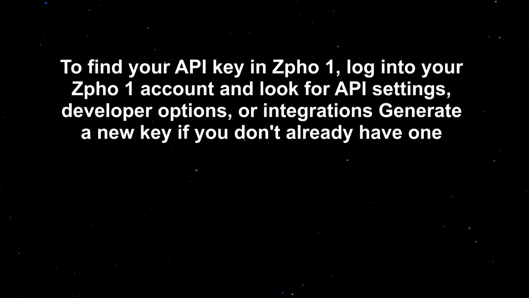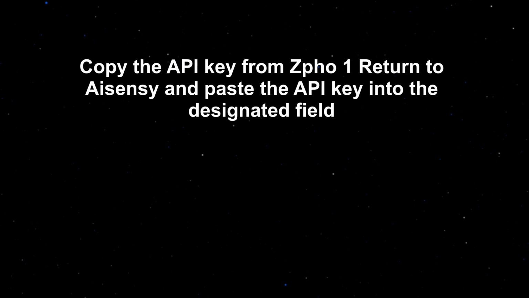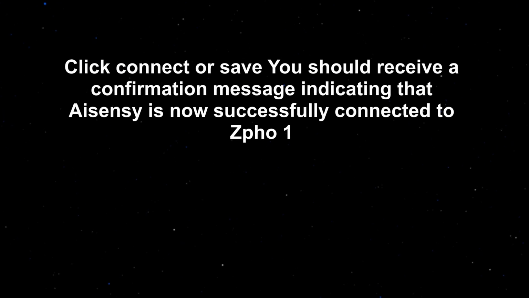Log into your Zpho account and look for API settings, developer options, or integrations. Generate a new key if you don't already have one. Copy the API key from Zpho, return to Aisensy and paste the API key into the designated field. Click Connect or Save. You should receive a confirmation message indicating that Aisensy is now successfully connected to Zpho.